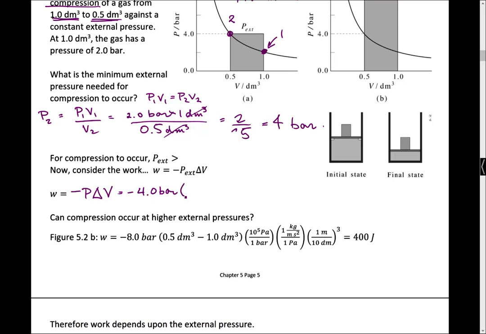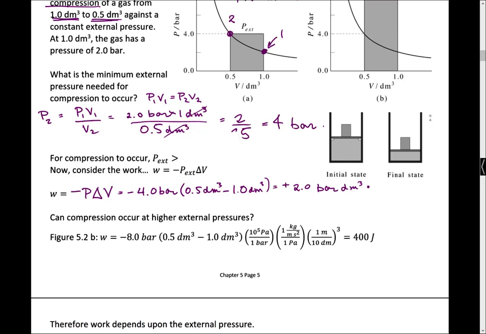And then my volume change, my final volume will be 0.5 decimeters cubed minus 1.0 decimeters cubed. If I perform that calculation, that's going to come out to be minus 0.5 decimeters cubed... Because this is an energy transfer, we want to be able to put this in joules. So we need to do some unit conversions.